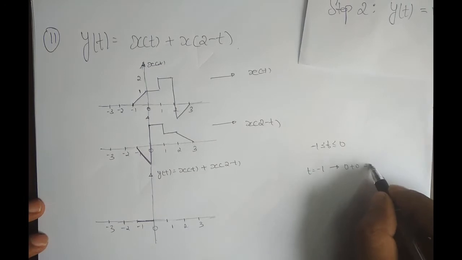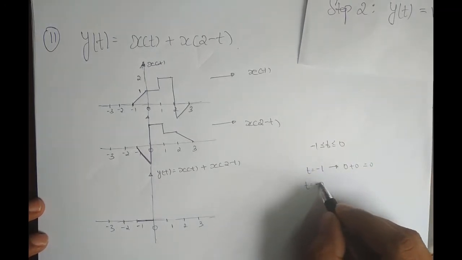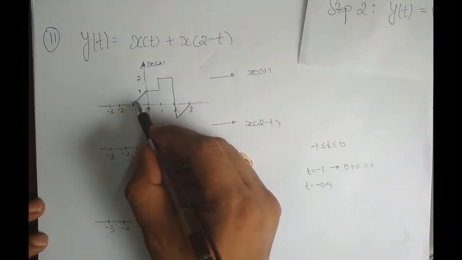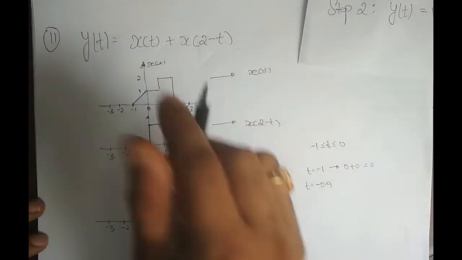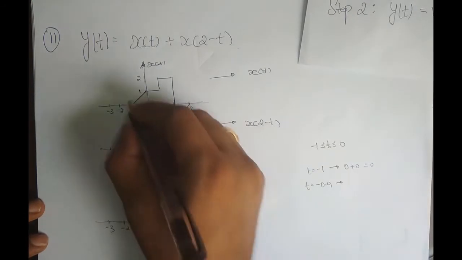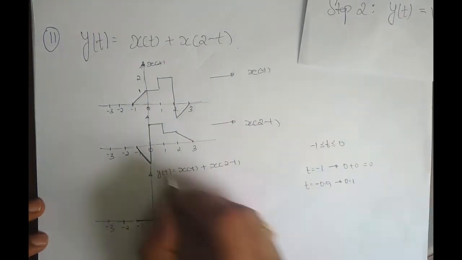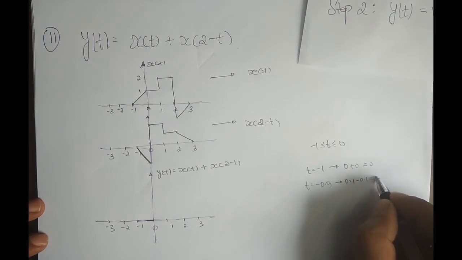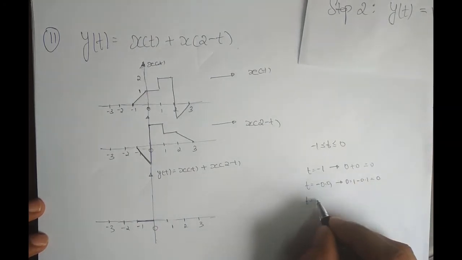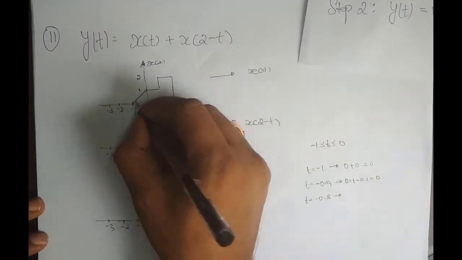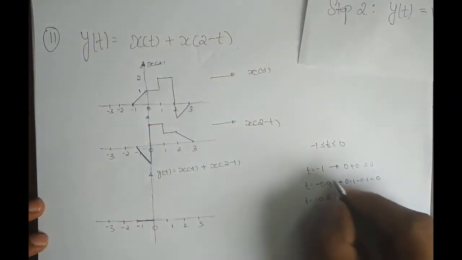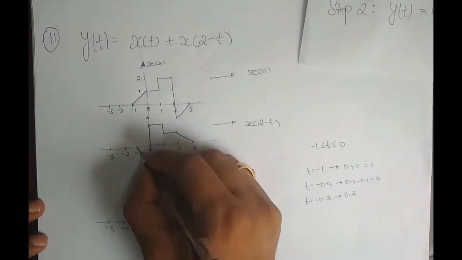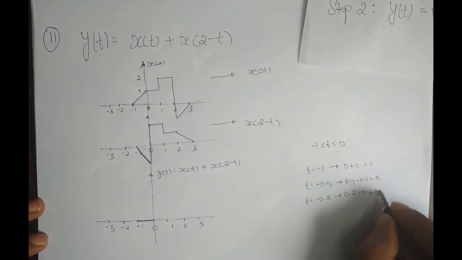At t equal to minus 0.9, just after minus 1, what is the amplitude of the first signal? Shall we take the amplitude of the first signal as plus 0.1? What is the amplitude of the second signal? It is minus 0.1. So plus 0.1 minus 0.1, so it is 0. At t equal to minus 0.8, what is the amplitude of the first signal? Slightly more than 0.1, so we shall take it as 0.2. Here it is minus 0.2. So I get 0. And so on.